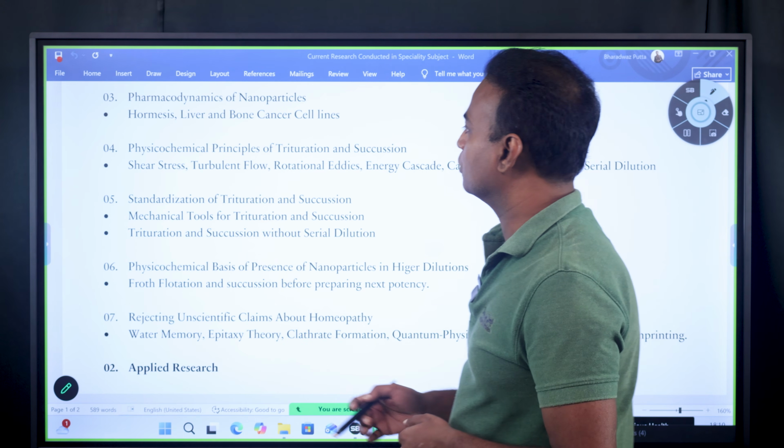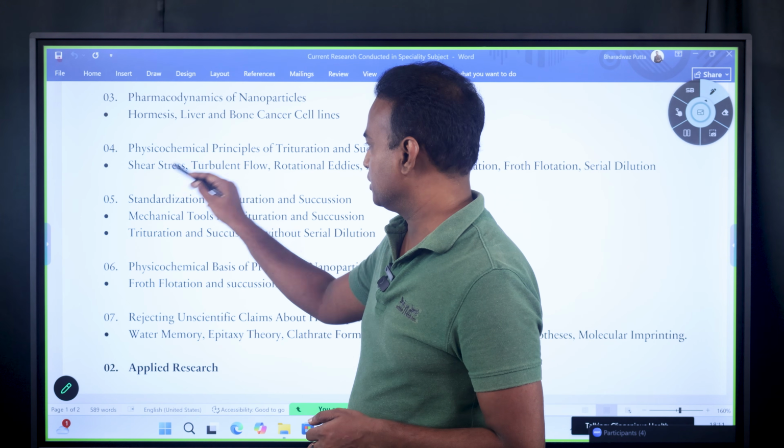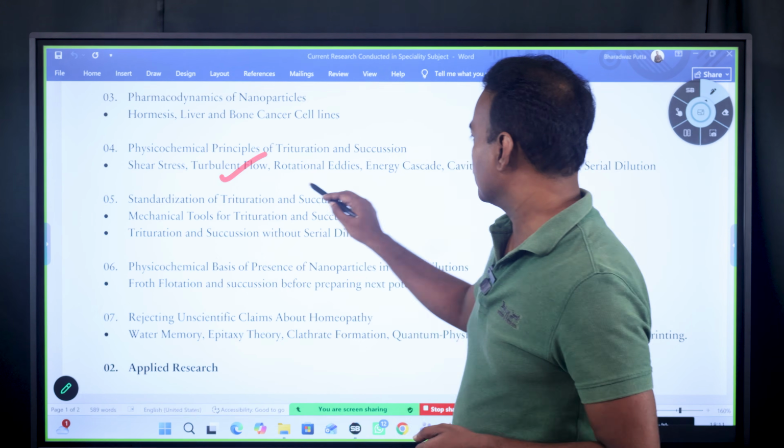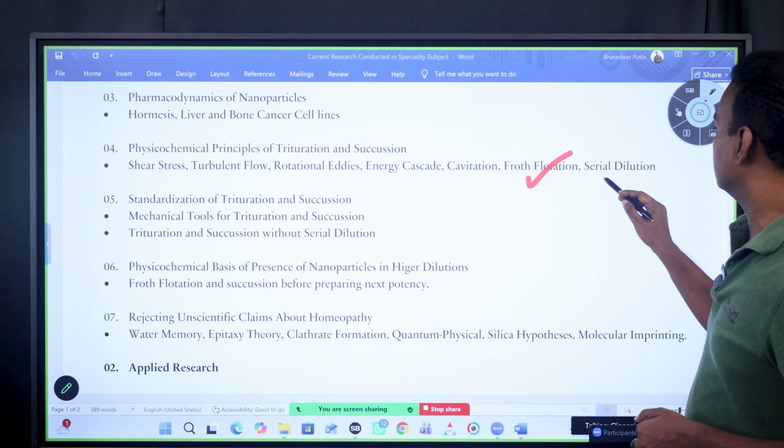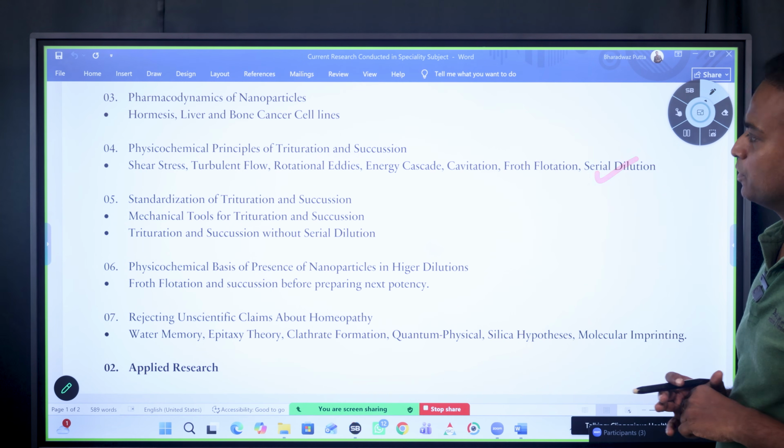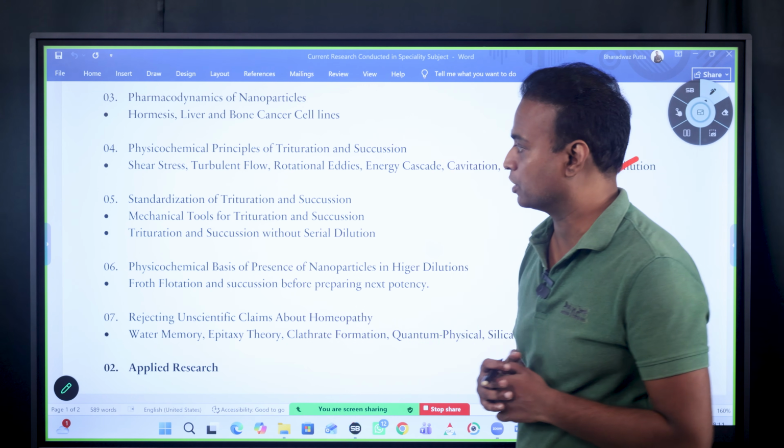Next one is physicochemical principles of trituration and succussion. The scientists are working on shear stress, turbulent flow, rotational eddies, energy cascade, cavitation, froth flotation, and serial dilution. These are the latest topics where scientists are working.